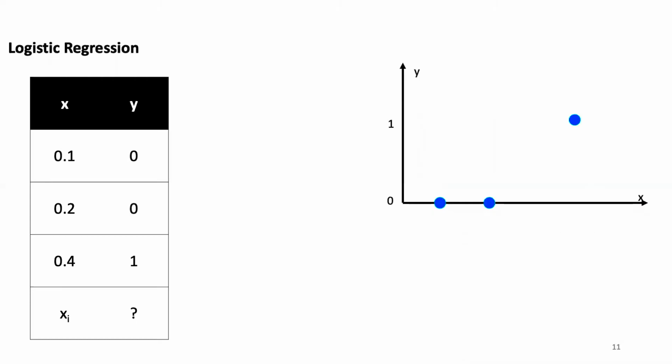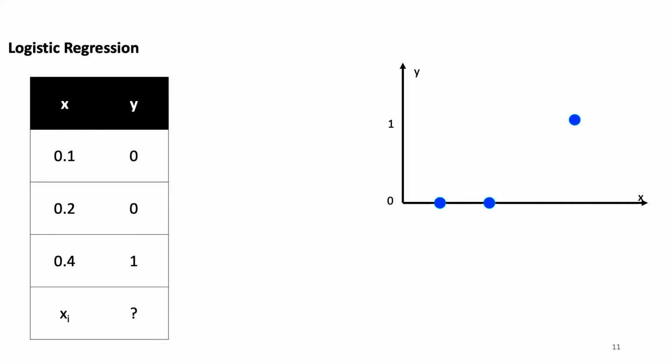Then we can talk about the logistic regression. So in the case of a logistic regression, the response variable y is categorical. As you can see in this example, you have only 1 or 0 for y. So what we are trying to do is classify the data points into categories. 1 represents one category and 0 is another category.